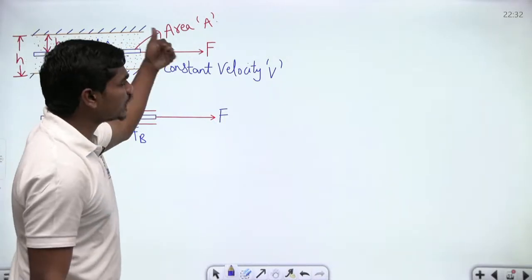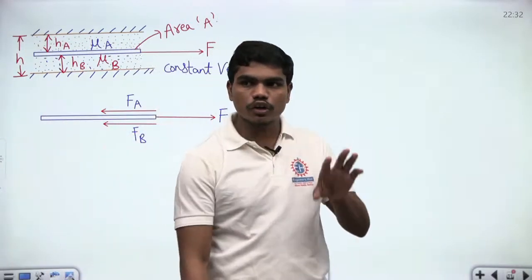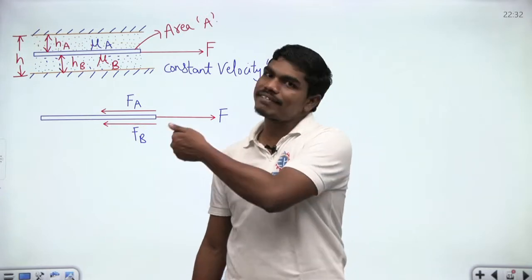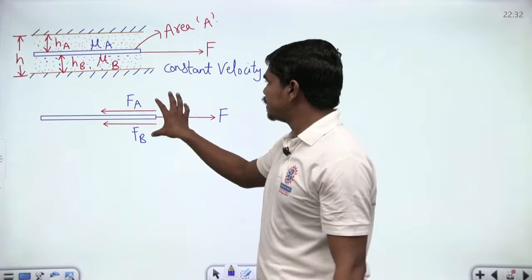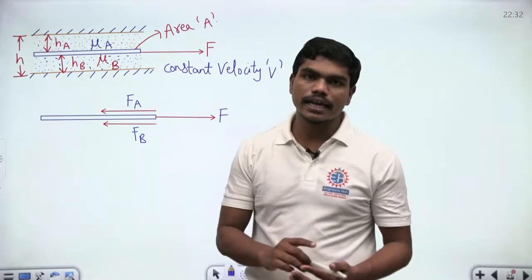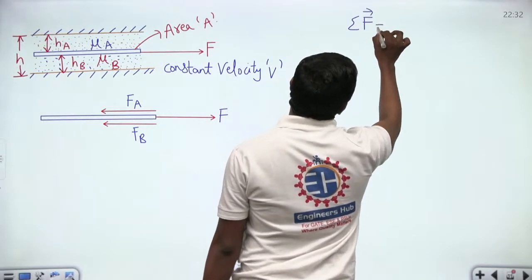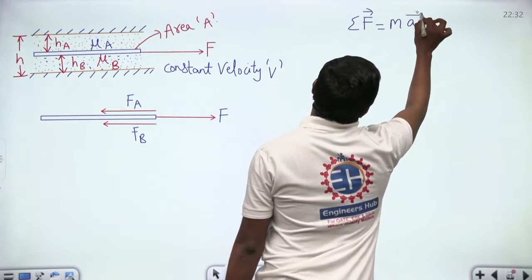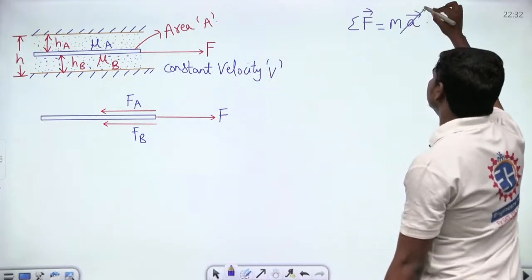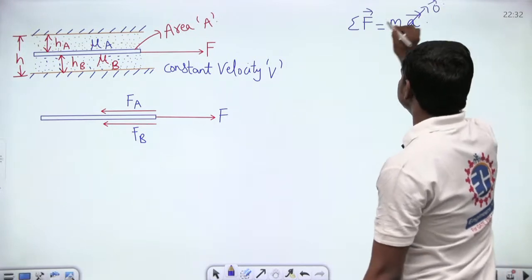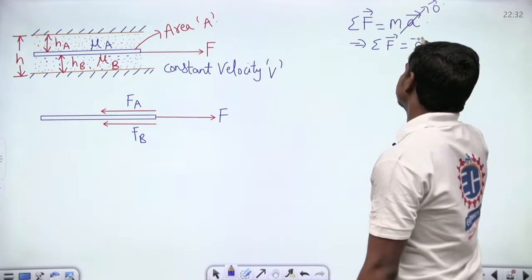Now, if there is some net force acting on the plate, definitely the plate could have accelerated, correct? But if the plate is moving at some constant velocity, that means your plate is in equilibrium. Is that correct? Yes or no? Because by simple mechanics, sigma F vector is equal to mass times acceleration vector, correct? But here the plate is moving at constant velocity, which means the acceleration vector is 0, which means your plate has to be in equilibrium. Sigma F vector is equal to 0 vector, correct?